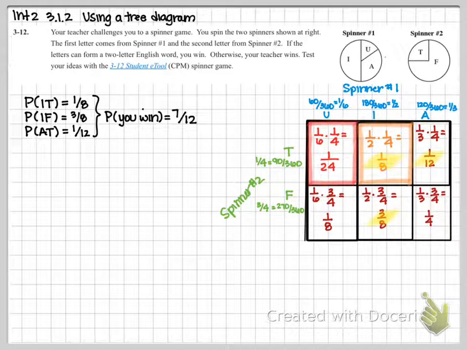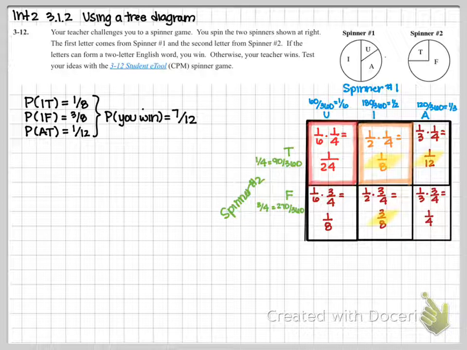I went through and labeled out the words. So we have the probability that we would get the word IT, which was 1/8, the probability of the word IF, which was 3/8, and the probability of the word AT, which is 1/12. Remember, if these can be created, then you would win. So the probability that you win, I'm just going to add all of those up because it was the word IT or IF or AT, and remember, or means add. So we add all of those together and that gives us 7/12.